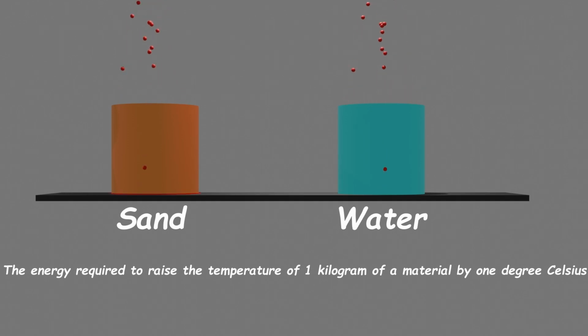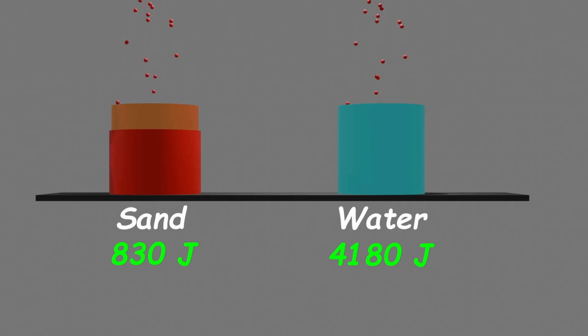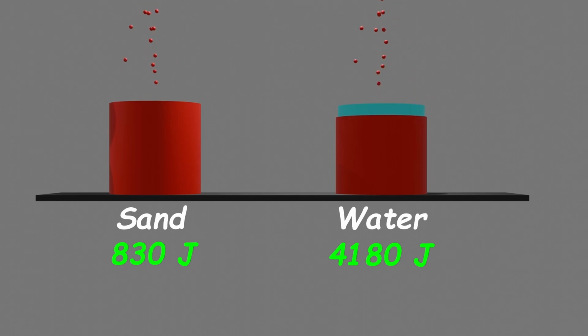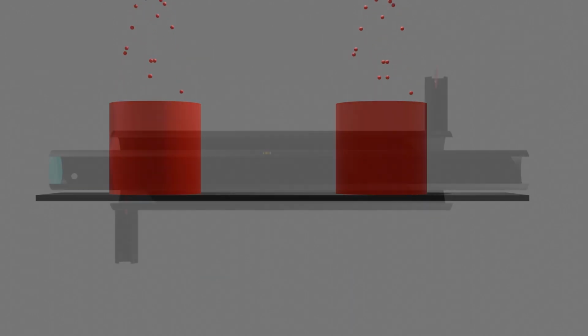As we apply heat energy, the sand required just 830 joules. However, the water took a lot longer, needing 4,180 joules. So water absorbs 5 times more energy than sand for the same temperature rise. That is why engineers choose water as a coolant in almost every major industrial application.